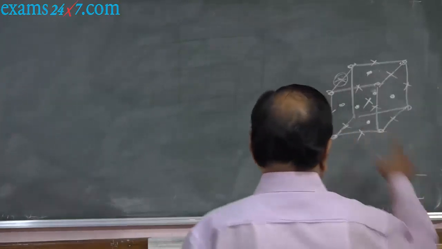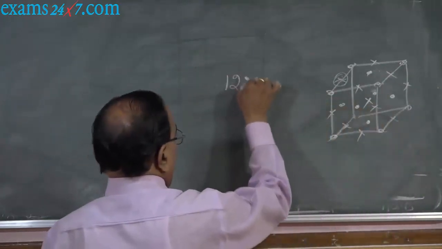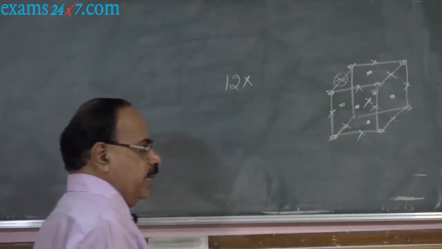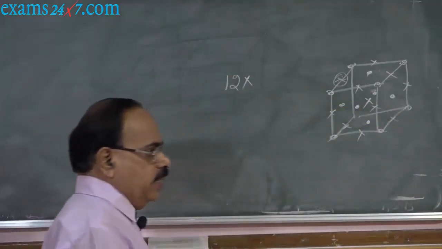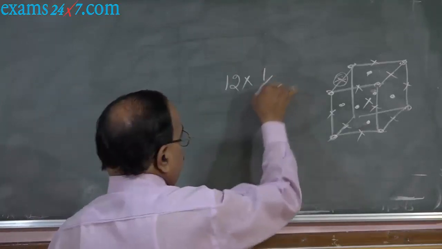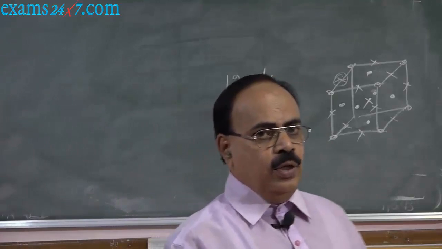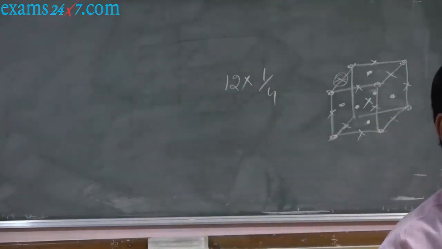Therefore, how many octahedral void sites are there? 12 octahedral voids, where they are at the edge center, they are shared by how many? Each edge center is shared by 4 such unit cells. Therefore, what is the contribution? The contribution of each octahedral void at the edge center is only 1/4 to the given unit cell.